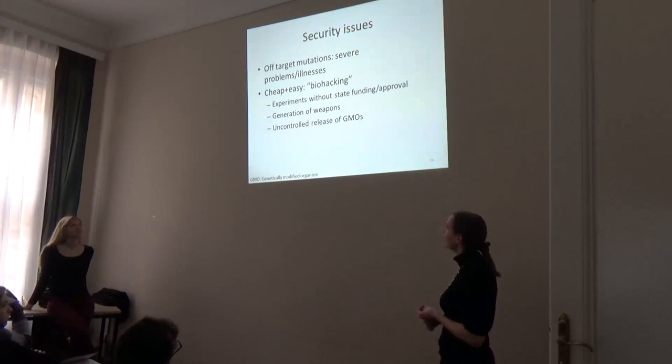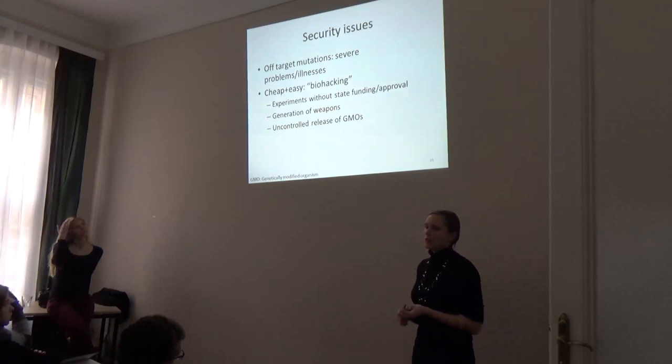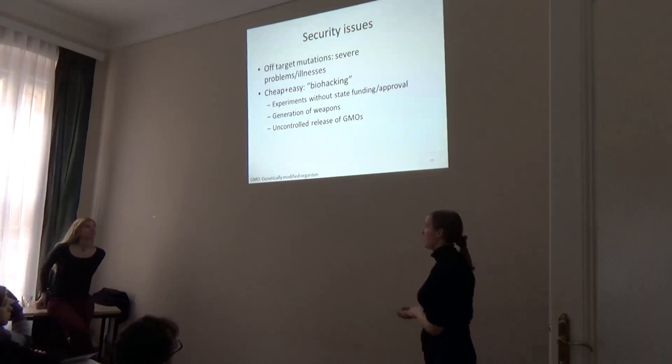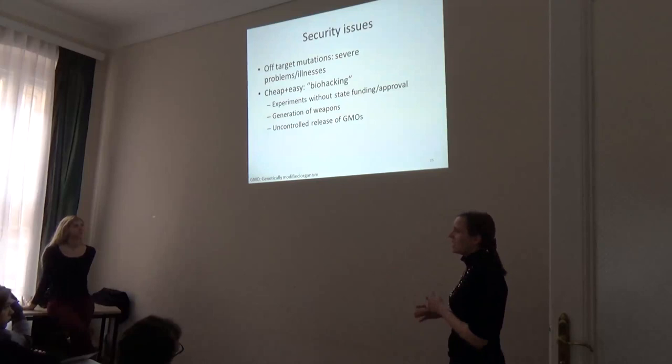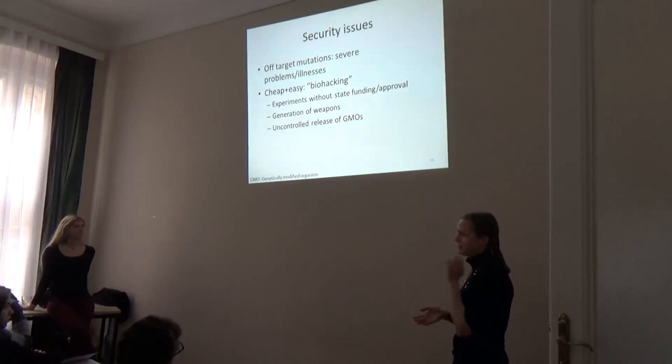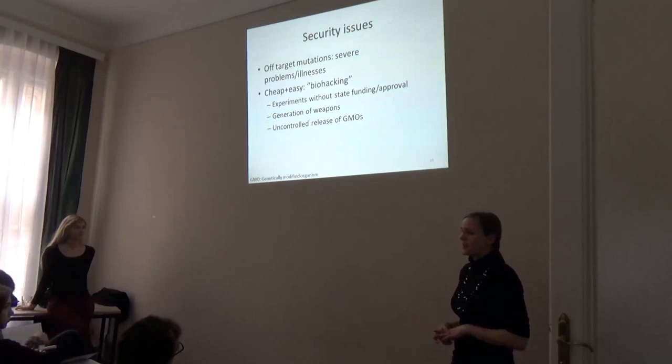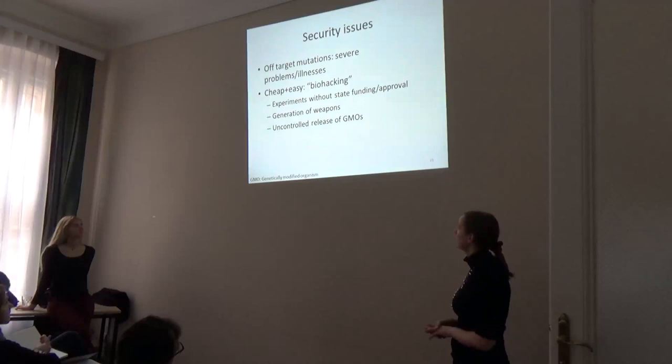But there are other ones. You could have off-target mutations. We have the target sequence, and CRISPR-Cas is already really good at modifying an organism at this one sequence. But nevertheless, sometimes it says, this sequence looks similar, maybe I'll cut here also, which is of course not what we want, and people are working on reducing that. But still, it can lead to severe problems and illnesses.